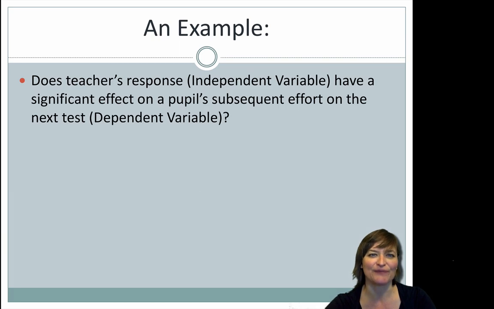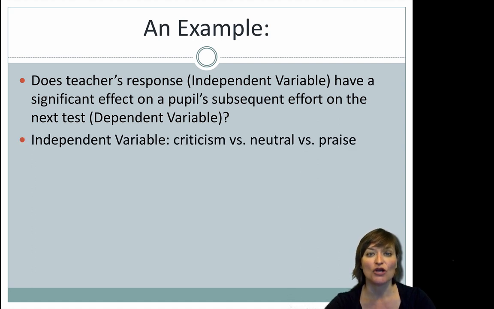So let's go through an example. If we wanted to ask, does teacher's response, which is going to be our independent variable, have a significant effect on the pupil's subsequent effort on their next test? So their subsequent effort is going to be the dependent variable. So we're going to train our teachers in 3 different response types.